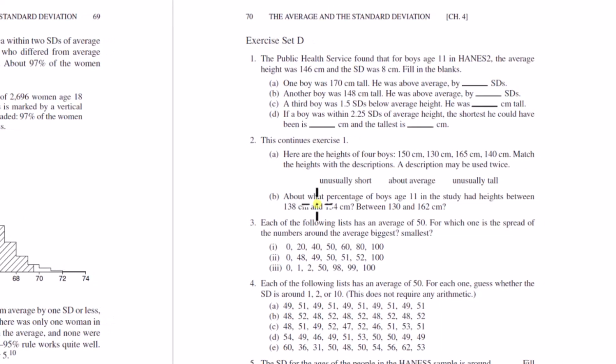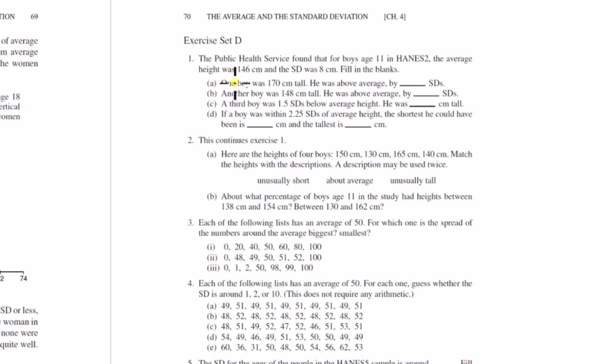All right. So this list of numbers, the heights of boys age 11 in the Haynes 2 study, the average was 146 centimeters, and the standard deviation was 8 centimeters. So if one boy was 170 centimeters tall, he was above average by how many standard deviations? Well, how far above 146 is 170? It's 24. So what is 24 divided by 8? 3. So this was above average by 3 standard deviations.